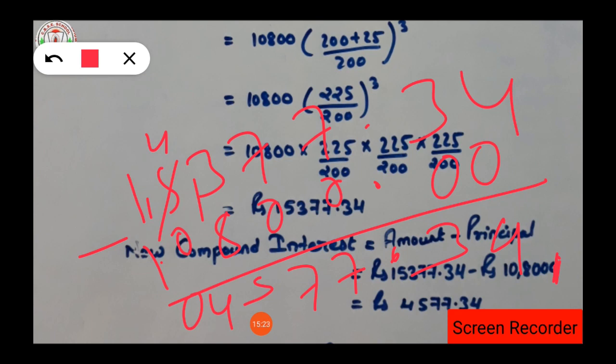So dear students, here I had by mistake written one more 0, so this 0 will not come in the question. Clear? So what is the amount we got here? The amount we got is 4,577.34 rupees. And what is the amount we had got? That is 15,377.34. So in this A part of the question, it is talking about compounded annually, that means yearly.